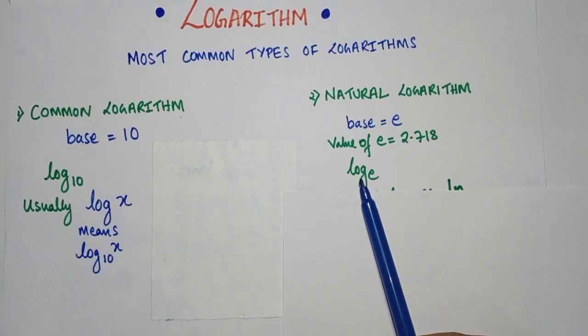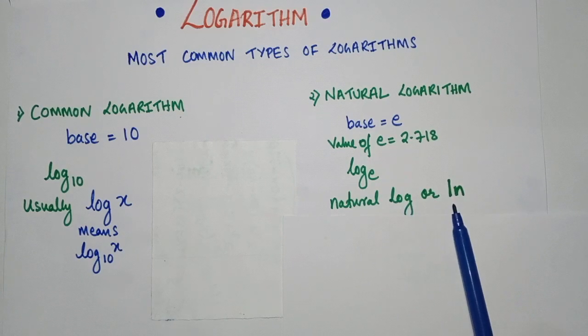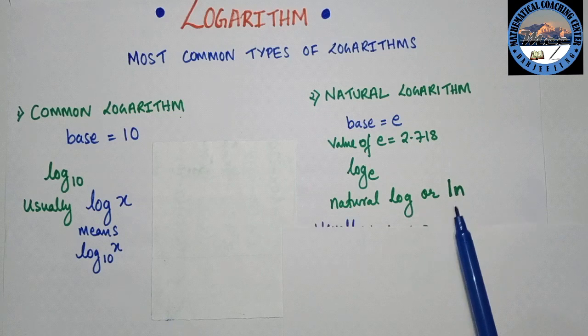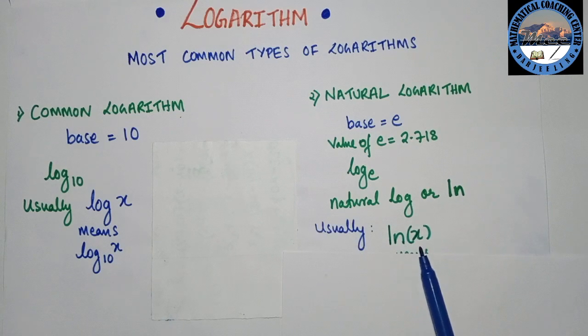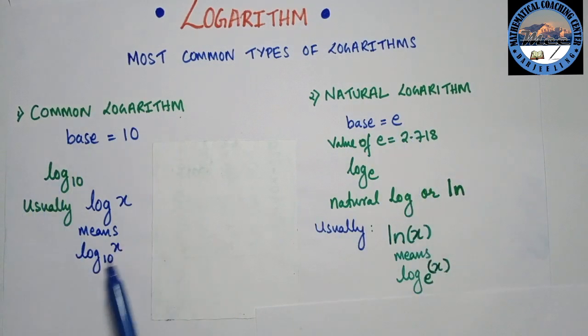So in this, what will you write? Log base e, natural log, or we write it as ln, usually ln x. So what does ln x mean? Ln x means log base e of x. This part is not in your syllabus. This is only in your syllabus.